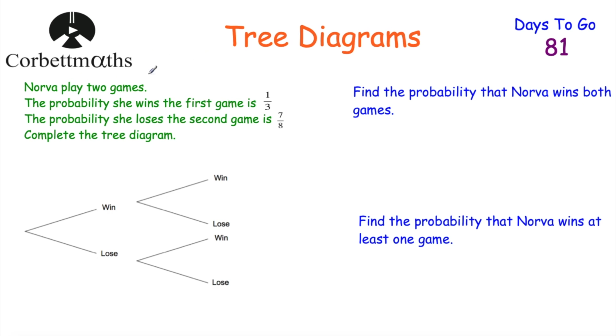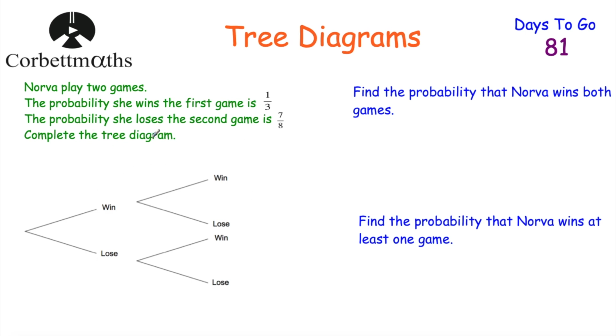So here we've got Nova plays 2 games. The probability she wins the first game is 1/3. The probability that she loses the second game is 7/8. And we've been asked to complete the tree diagram, and we've been asked to find the probability that Nova wins both games and find the probability that Nova wins at least one game. So we've got this tree diagram question involving fractions. Feel free to pause the video now to try it yourself if you want to. Alternatively, I'm going to go through it in a moment.